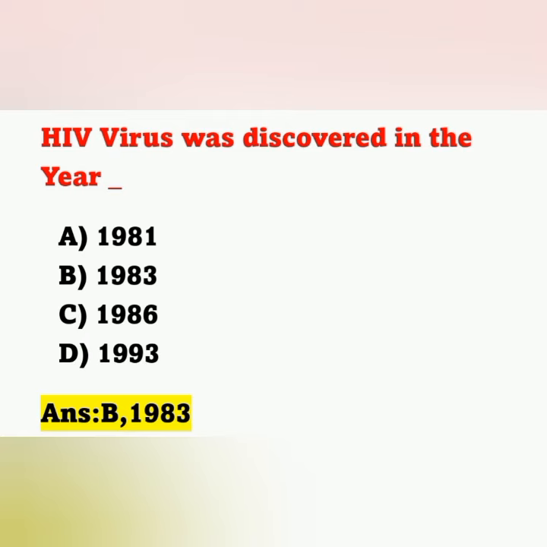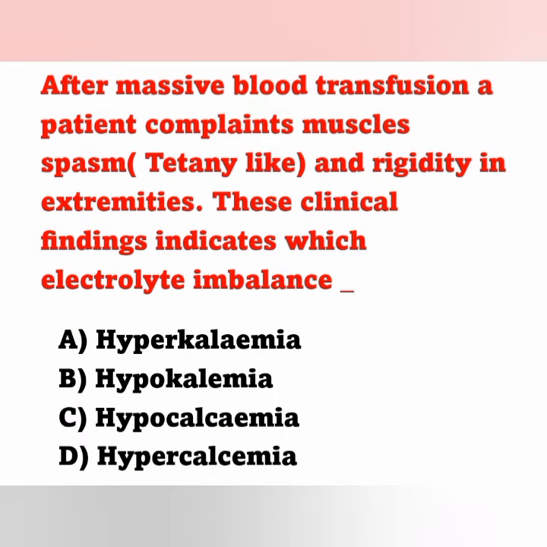Move on to the next question. After massive blood transfusion, a patient complains of muscle spasm, tetany-like muscle spasm and rigidity in the extremities. These clinical findings indicate which electrolyte imbalance? Options: A hyperkalemia, B hypokalemia, C hypocalcemia, D hypercalcemia.